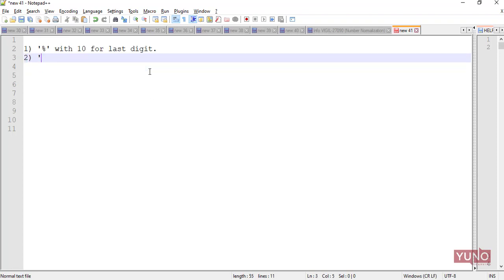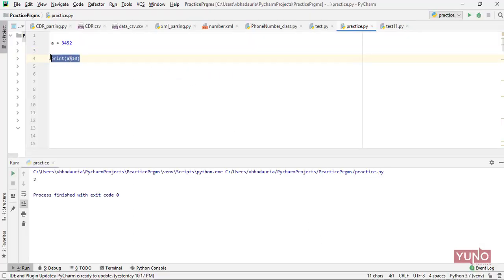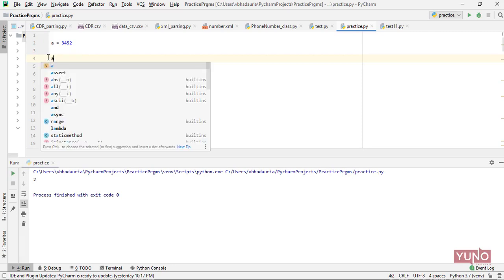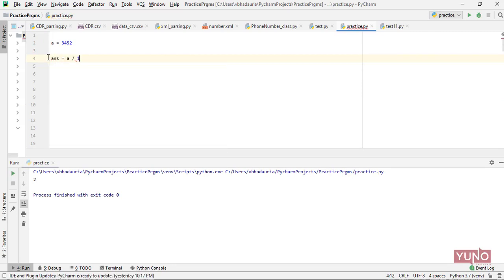Now I will tell you how to use 10 to remove the last digit. This is also very simple. Suppose I find the result of a divide by 10. My answer should be 345.2. So this gives you a floating point number, but I want the result with the last digit removed. This will give you 345.2, right?